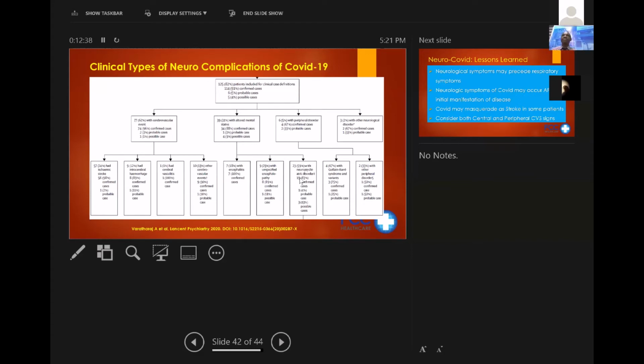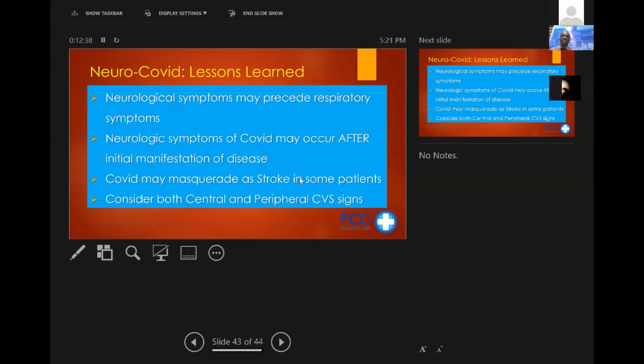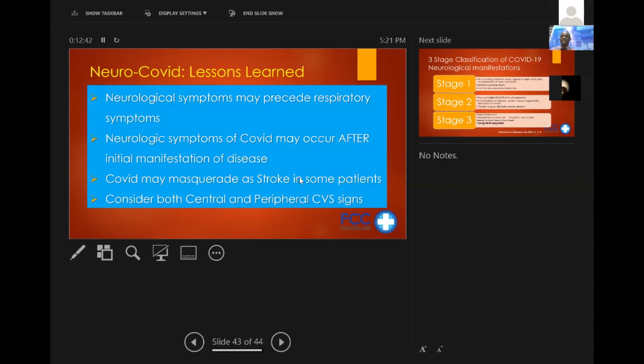So what have we learned from these cases? It's very clear that neurological symptoms may precede respiratory symptoms in these patients. This is important, of course, in view of the necessity for healthcare providers to have a very high index of suspicion, necessary to protect ourselves and to also protect other patients who may attend our clinics or be admitted in the same ward unknowingly with these patients.